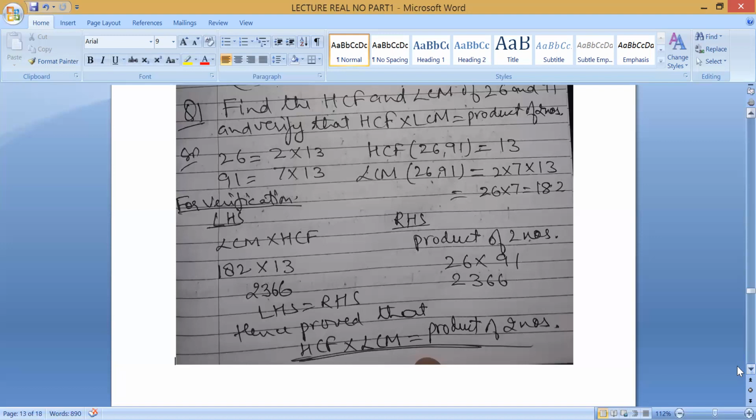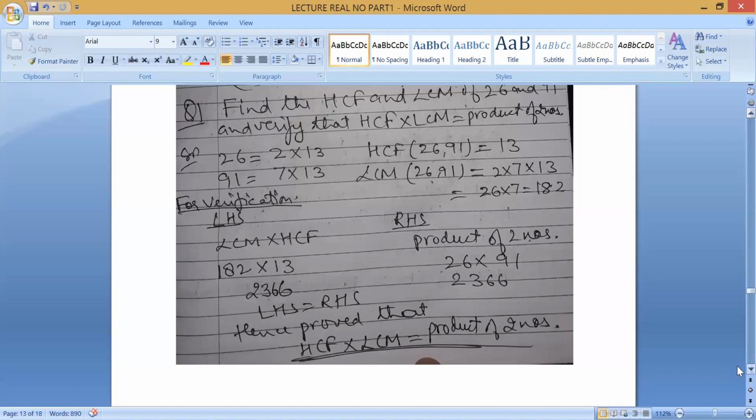But that is the product of two numbers, 26 into 91. Again you are getting 2366. So what you are seeing here is that LHS is equal to RHS. LHS equal to RHS, hence proved that HCF into LCM is the product of two numbers.